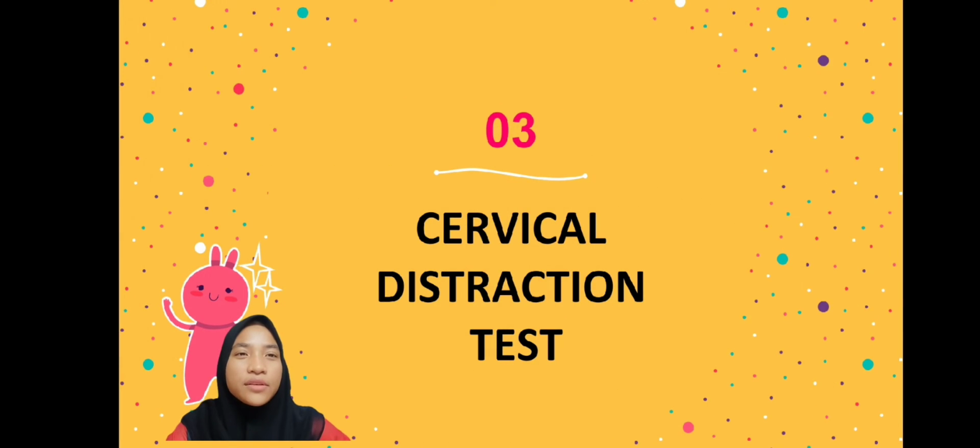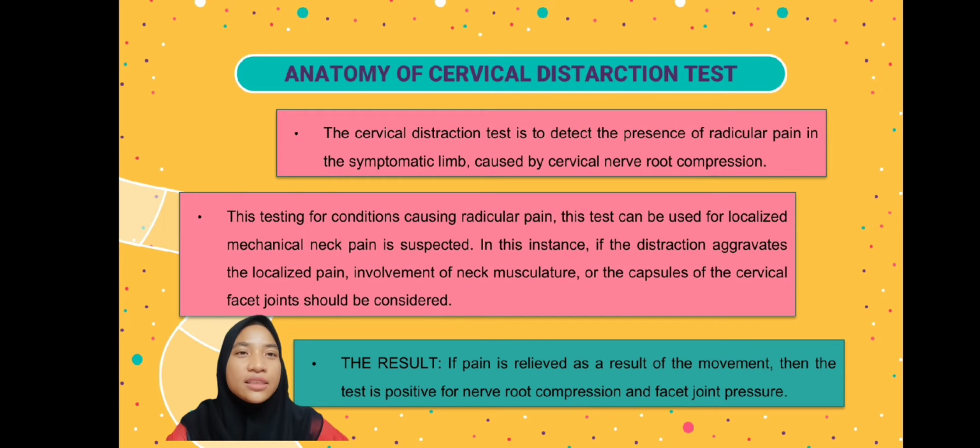My name is Norsyafiqah, and I will explain about the cervical distraction test. The anatomy of the cervical distraction test. This test is to detect the presence of radiculopathy in the symptomatic limb caused by cervical nerve root compression. If the pain is relieved as the result of the movement, then the test is positive for nerve root compression and facet joint pressure.